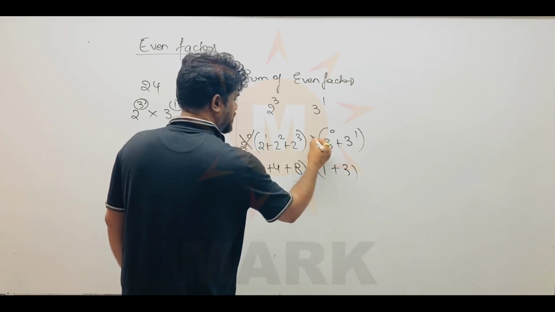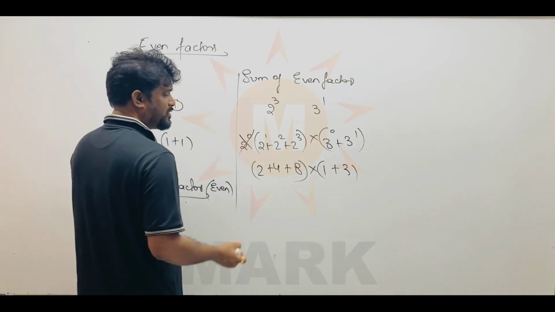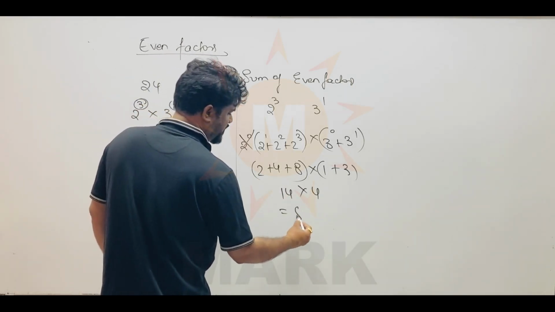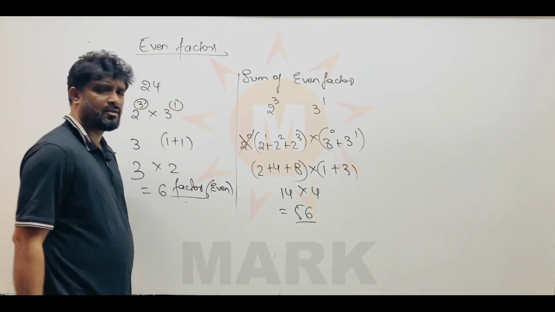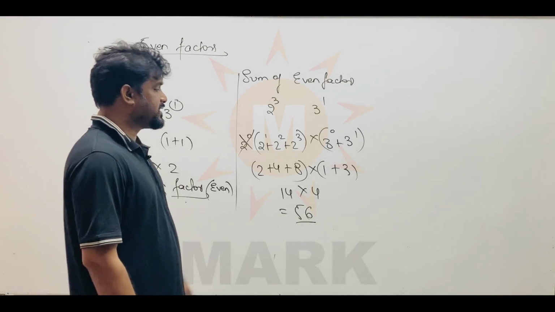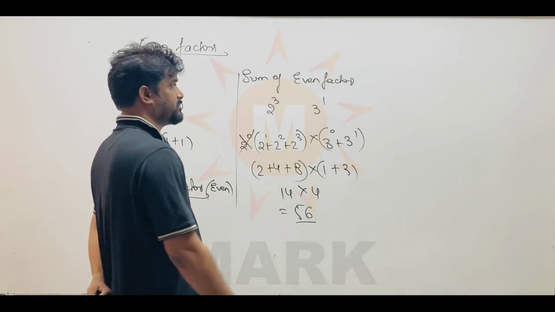So this is plus and this is 1 plus 3. This is into. So 2 plus 4 is equal to 6. 6 plus 8 is equal to 14. 14 into 4, that is equal to how much, my dear friends? 56. My dear friends, 56 is the sum of the even factors.